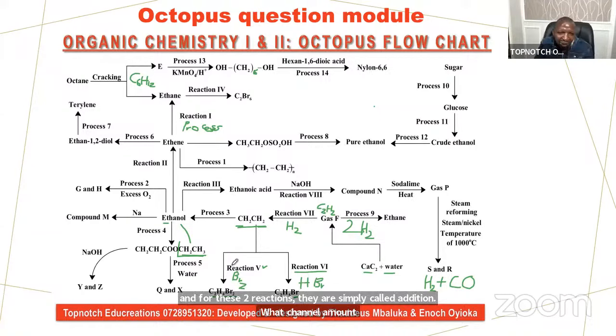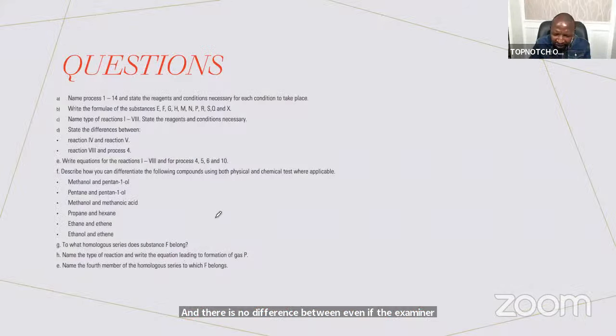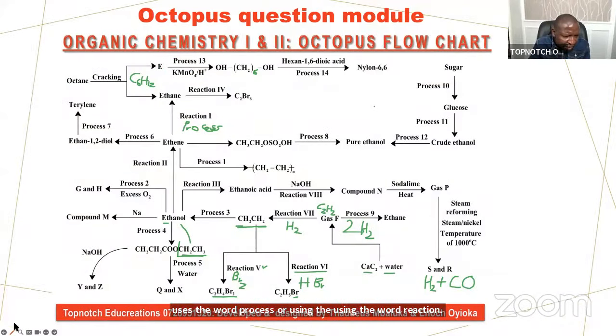And there is no difference even if the examiner uses the word process or uses the word reaction. Look at, for example, this one converting ethanol to something. Even if we call this one process 4 or reaction 4, the answer still remains fermentation. It cannot change its name. There are some schools of thought where people say that if we are told it's a process, it is halogenation, and when it's a reaction, it is addition. No. Reaction of alkenes with halogens and hydrogen halides is simply called addition.